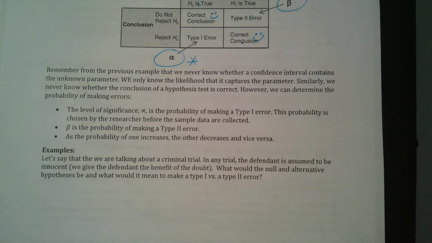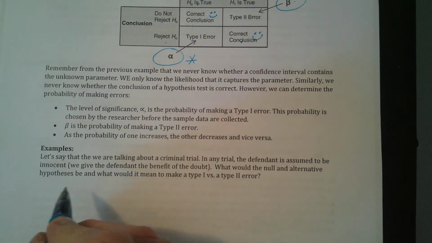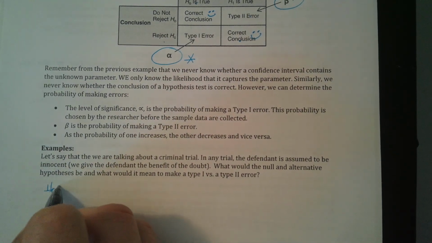So let's look at an example. Let's say that we are talking about a criminal trial, and in any trial the defendant is assumed to be innocent. We give the defendant the benefit of the doubt. What would the null and the alternate hypothesis be, and what would it mean to make a type 1 and a type 2 error?